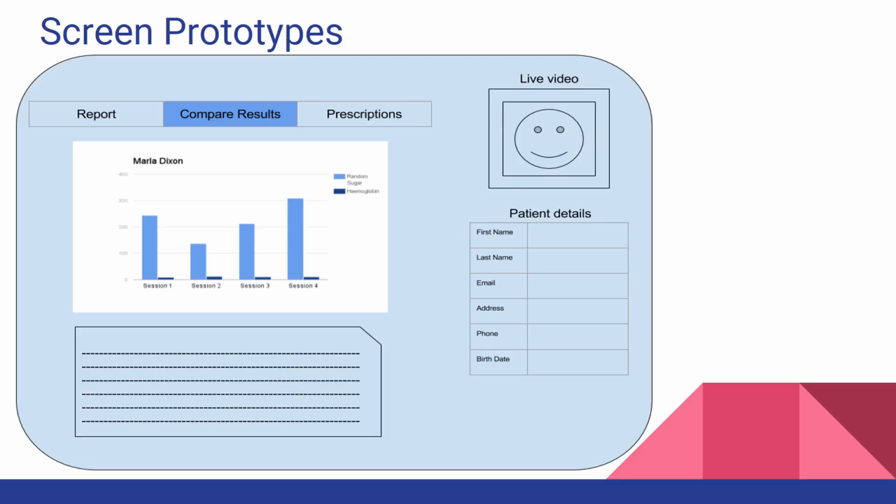This is the screen when the live session is going on. We can view the live video and the patient details on the right hand side. On the left hand side, we have different tabs for the report comparing the results of the previous sessions and the prescriptions suggested by the doctor to the patient.